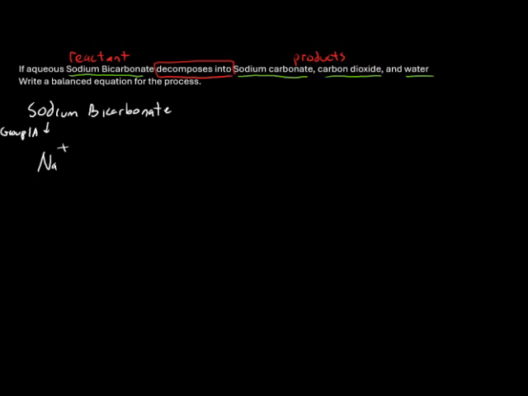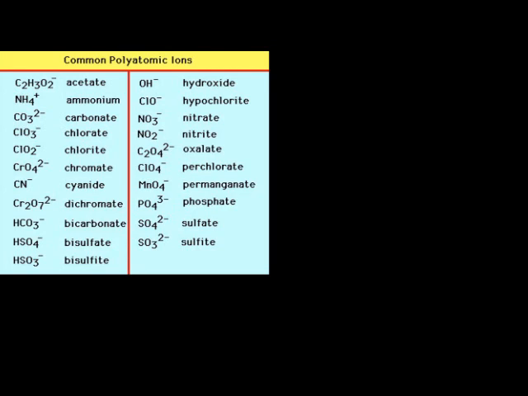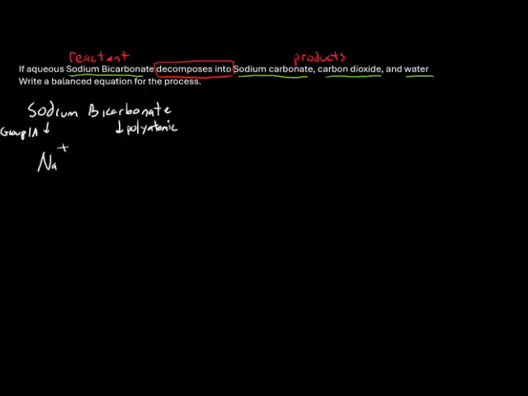Bicarbonate is not on the periodic table, but instead it's a polyatomic ion. If you don't remember what this is just yet, it's always best to go to a polyatomic ion table to make sure. On this polyatomic ion table, bicarbonate is near the bottom, and its formula is HCO3 negative.